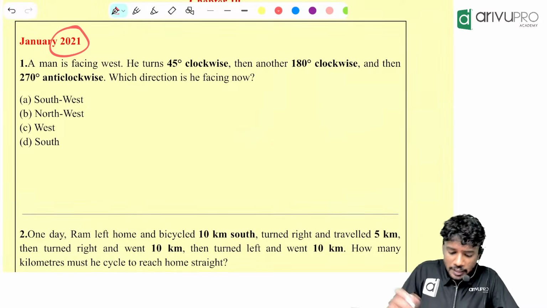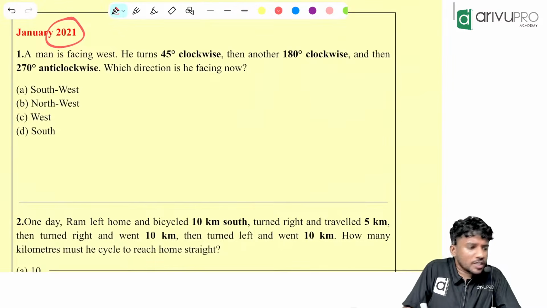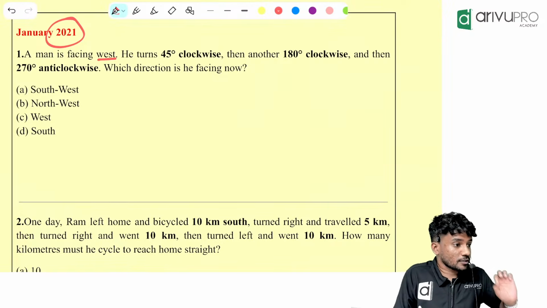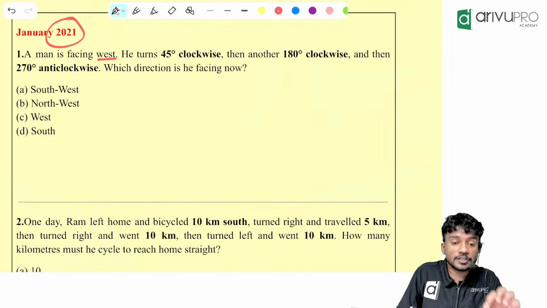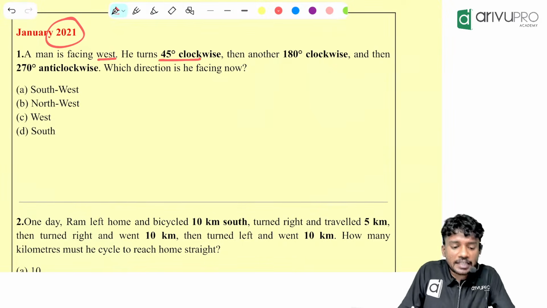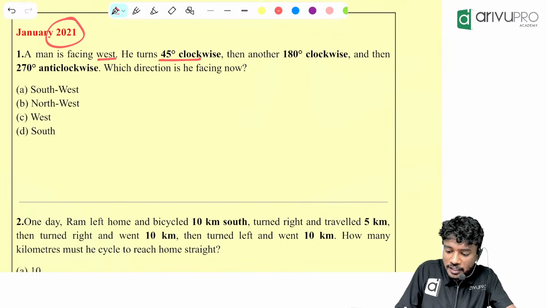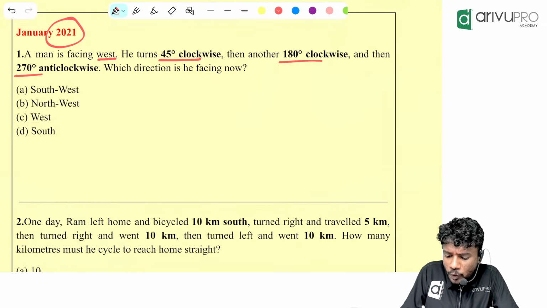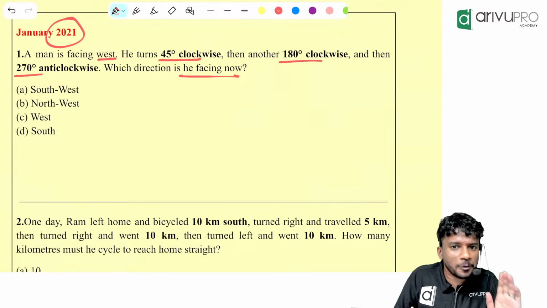Now, one by one, the first question from Jan 2021 is: a man is facing west. So which direction is he looking towards? He is looking towards the west direction. Then he turns 45 degrees in the clockwise direction, another 180 in the anti-clockwise direction, then 270 in the anti-clockwise. Which direction is he facing now is the question.